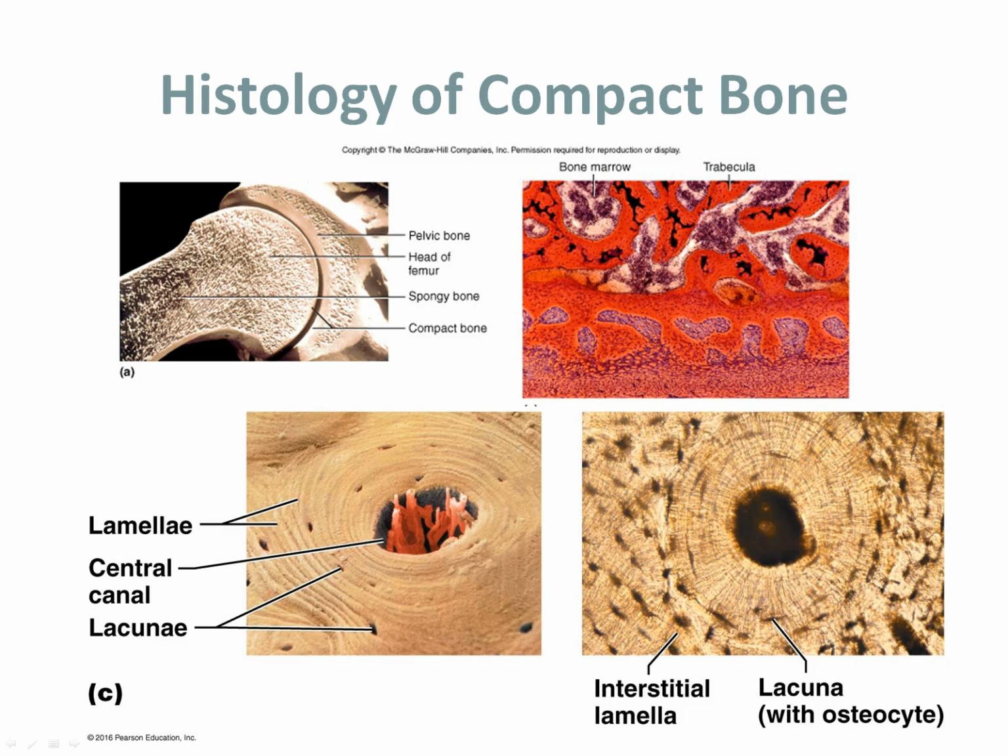Now some of the histology, or microscopic structure, of compact bone. We have the compact bone that surrounds, this happens to be the head of the femur. So we've got a thin layer of compact bone. We also have a layer of compact bone that lines the edge of the pelvis. And then we have spongy bone inside of that.